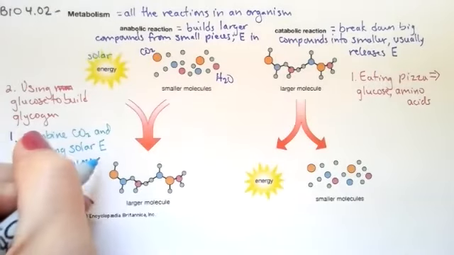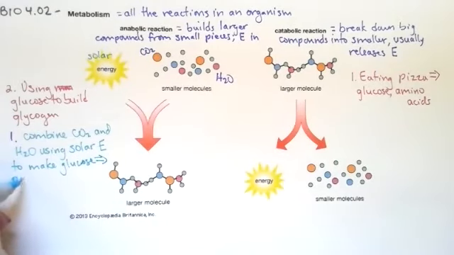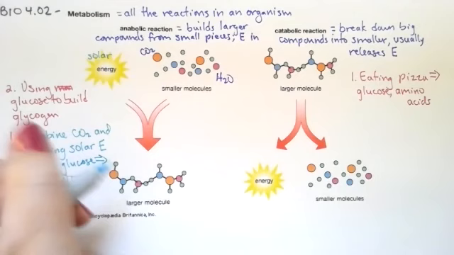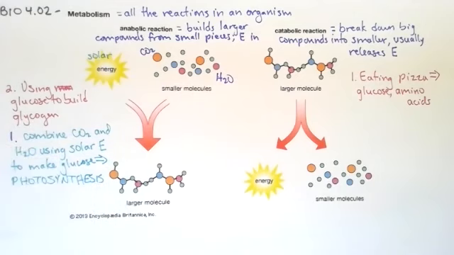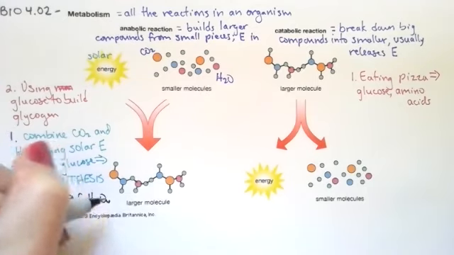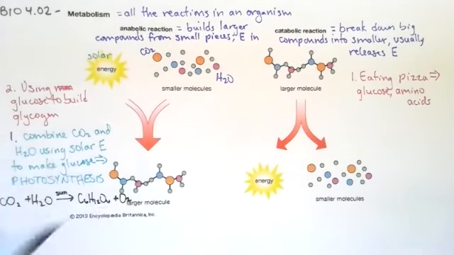Guys, what did I just describe? Photosynthesis. I just described photosynthesis. In fact, the formula for photosynthesis is CO2 plus H2O, and sometimes people will write light or sunlight on top, gives us C6H12O6, and we get oxygen as a waste product.